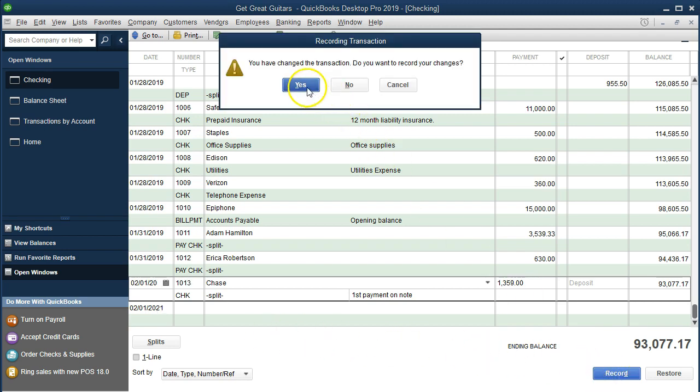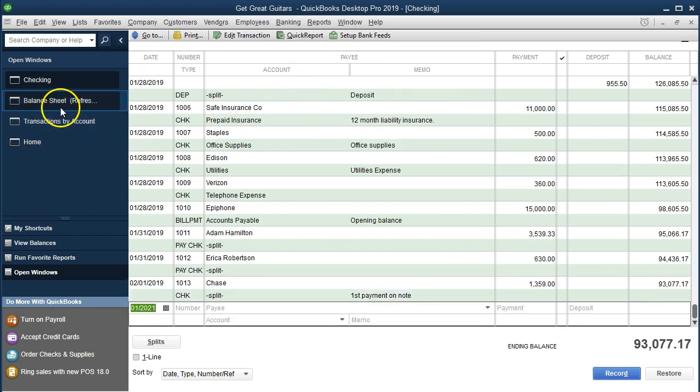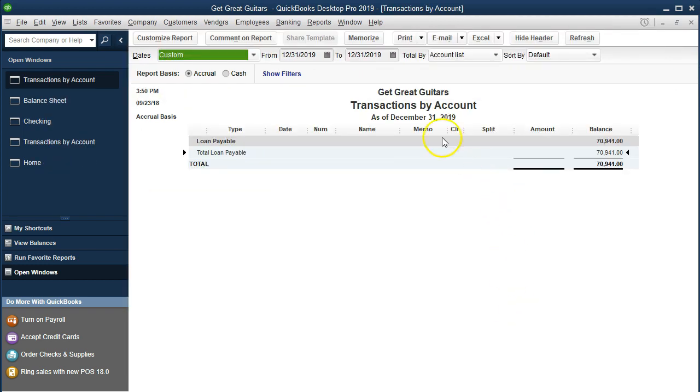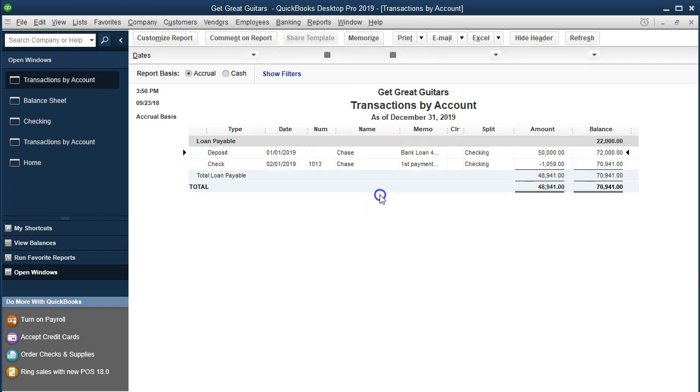And so you have changed it. I'm going to say yes. We'll go back to the balance sheet. And now I'm going to change the date back down to 2019. And there we have it. So I'm going to double click on this item and change the range from 010119, and there's going to be our payment.